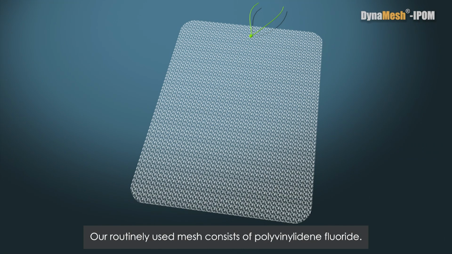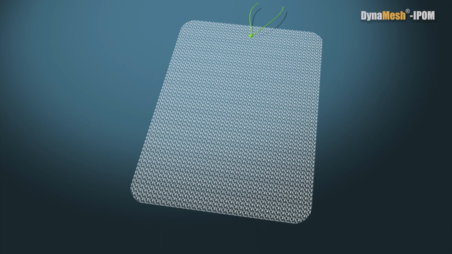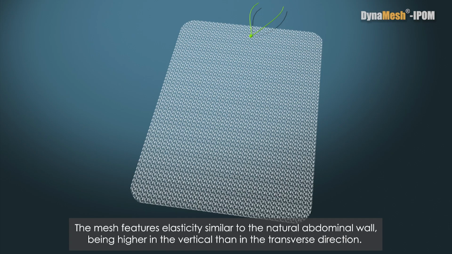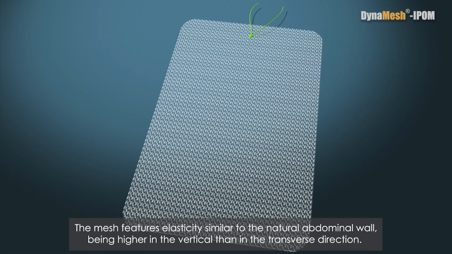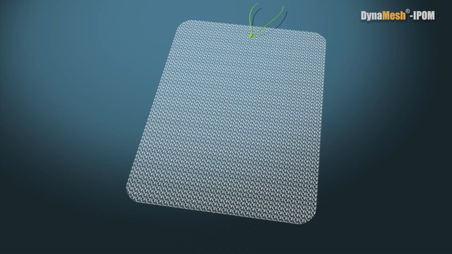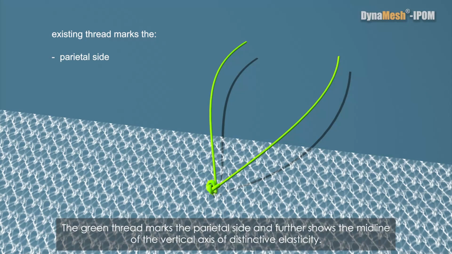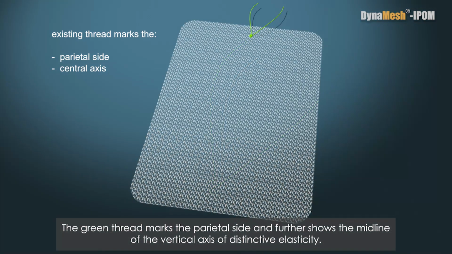Our routinely used mesh consists of polyvinylidene fluoride. The parietal side additionally contains a small amount of polypropylene. The mesh features elasticity similar to the natural abdominal wall, being higher in the vertical than in the transverse direction. The green thread marks the parietal side and further shows the midline of the vertical axis of distinctive elasticity.